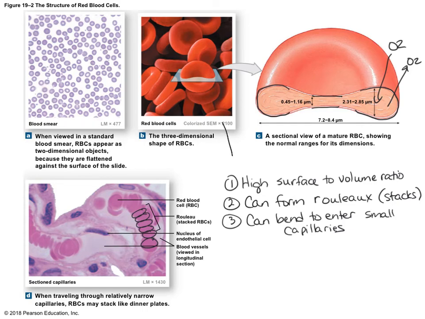In this picture here, using a scanning electron microscope, we can actually see the three-dimensional shape of the red blood cells. However, when we're looking at a smear of blood under a light microscope, then the red blood cells are going to appear as two-dimensional objects because they're flattened against the surface of the slide. And where the middle of the red blood cells are thinner, they will actually appear more as white centers or look like there's holes in those red blood cells.